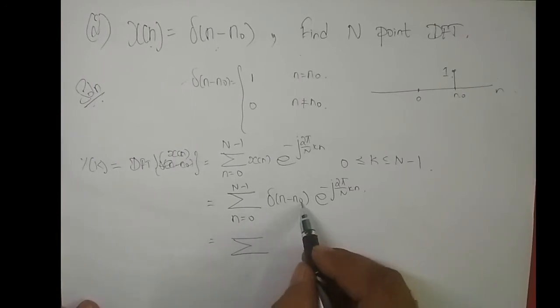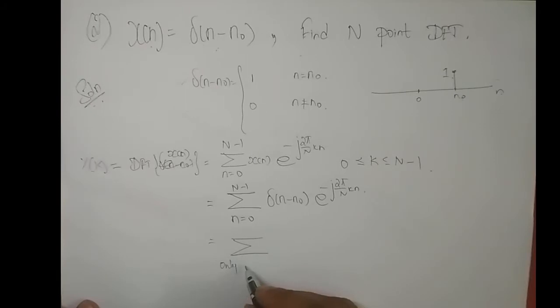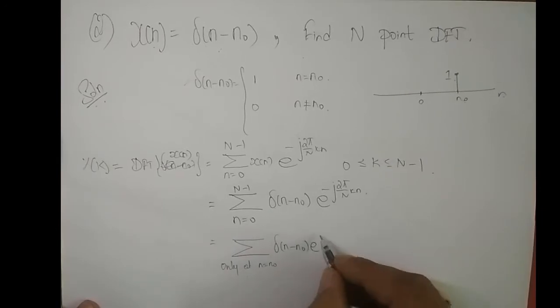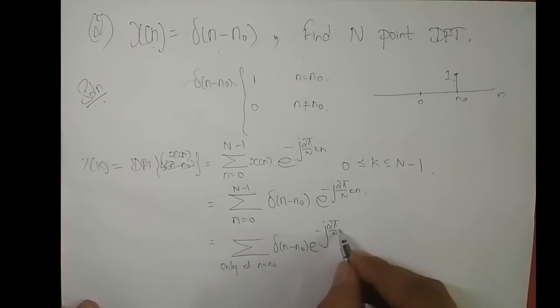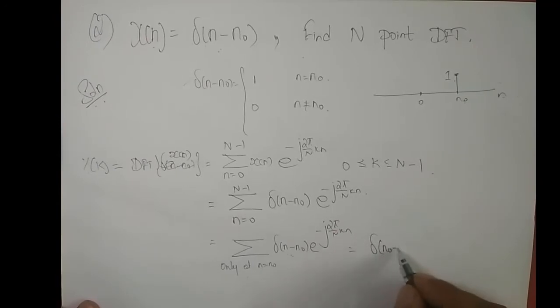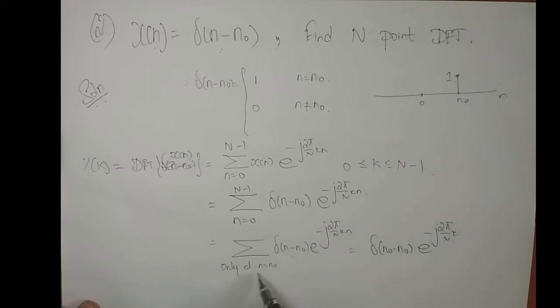This delta of n minus n naught is defined only at n equal to n naught, so this summation holds good only at n equal to n naught. So delta of n minus n naught e power minus j 2 pi by N into kn. What I'll do is apply n equal to n naught to this equation and ignore the summation. What do I get? Delta of n naught minus n naught into e power minus j 2 pi by N into k into, n is equal to n naught, so it is n naught.